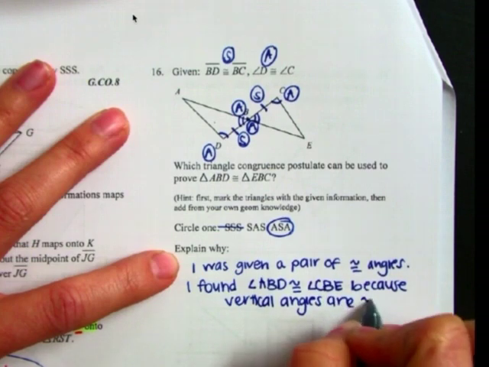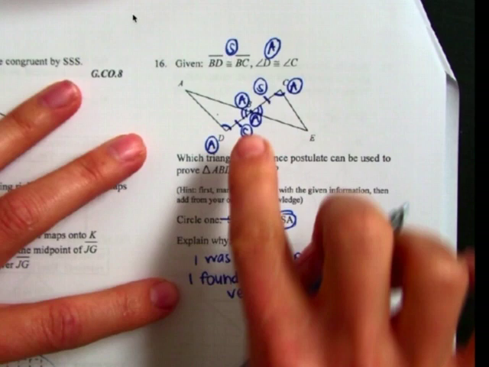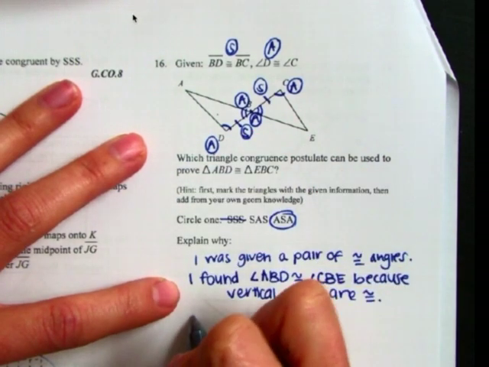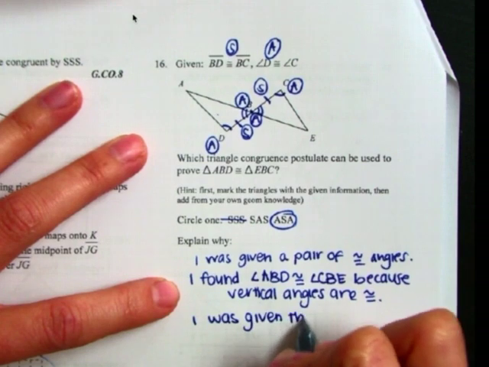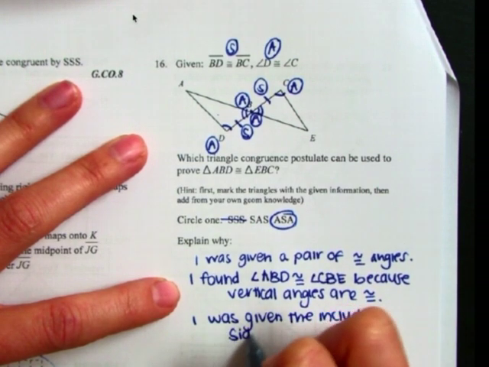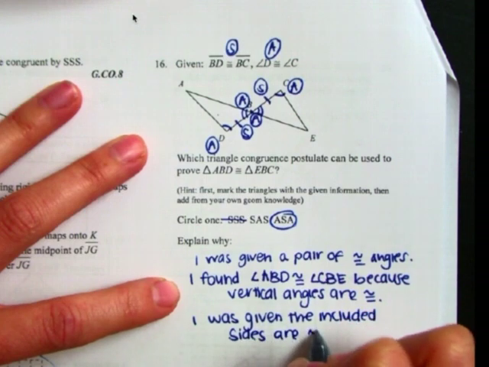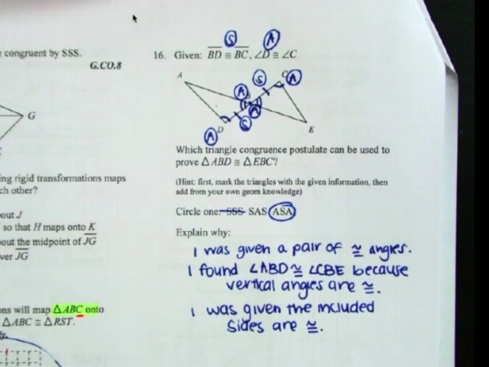So I so far have 2 pairs of angles, and then I knew that I was also given the included sides are congruent. And because of this, the triangles are congruent by angle side angle, or ASA.